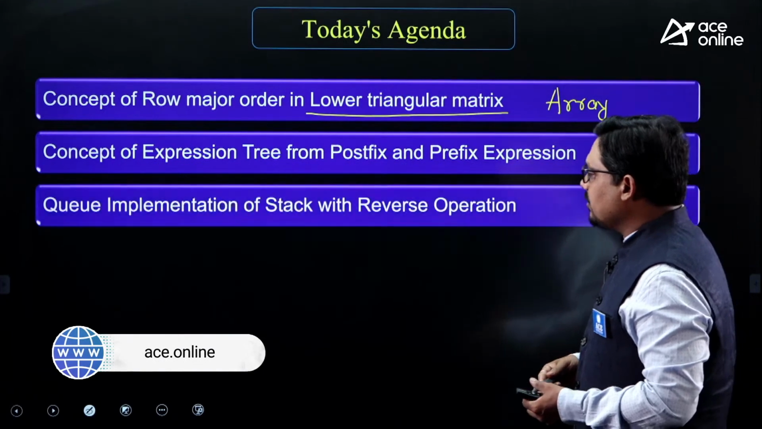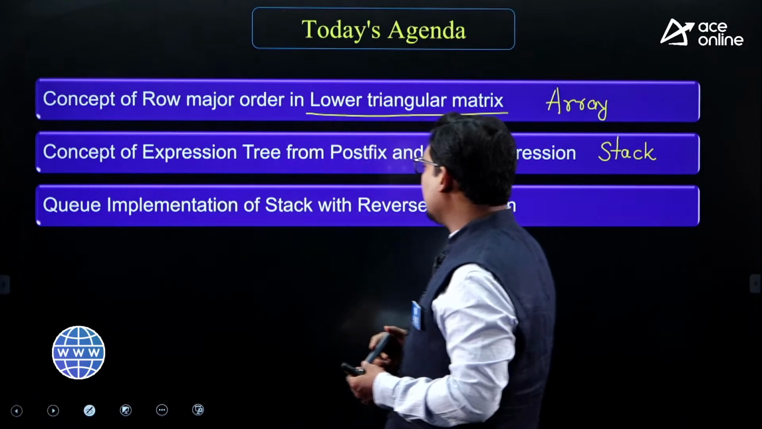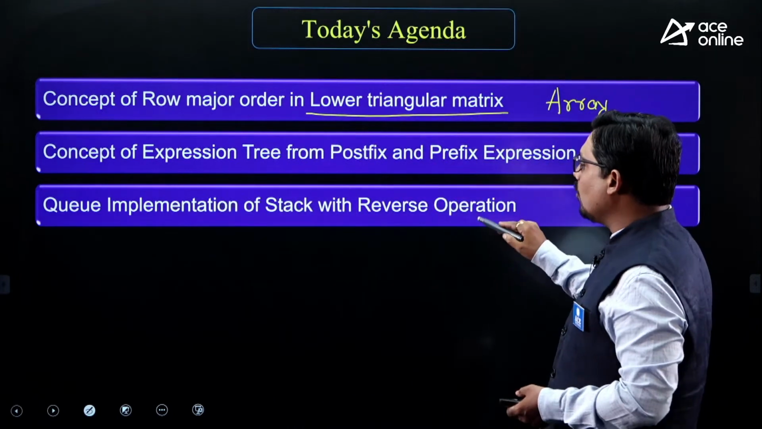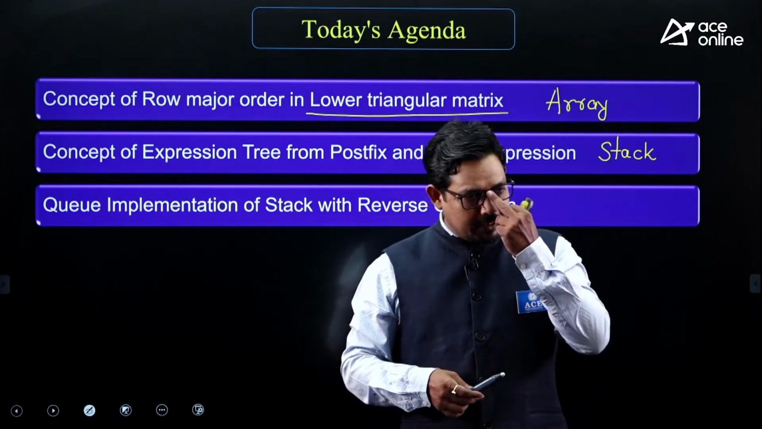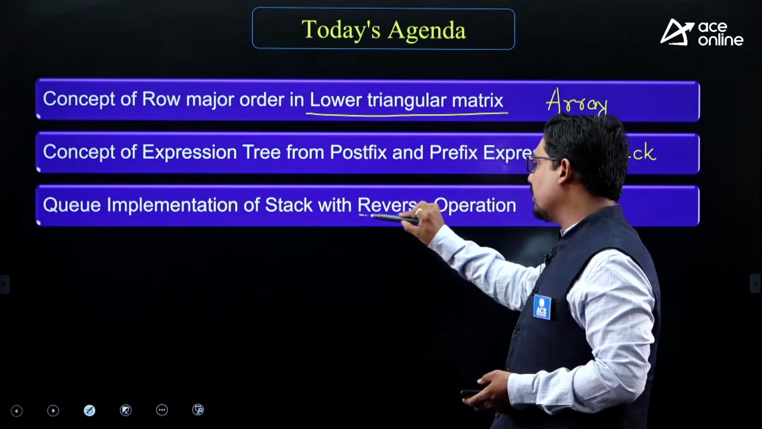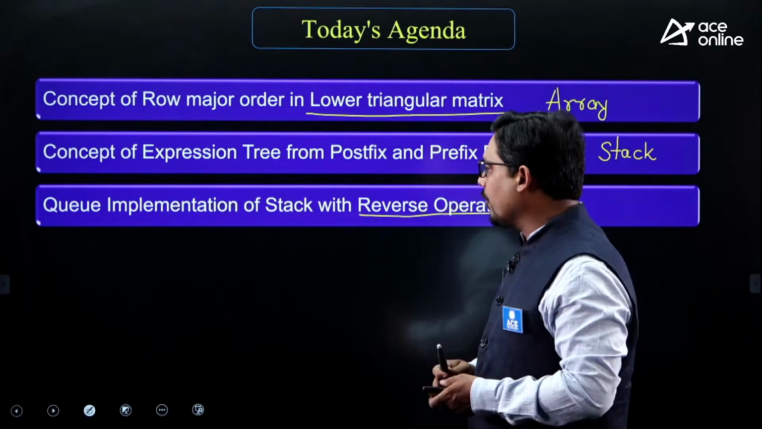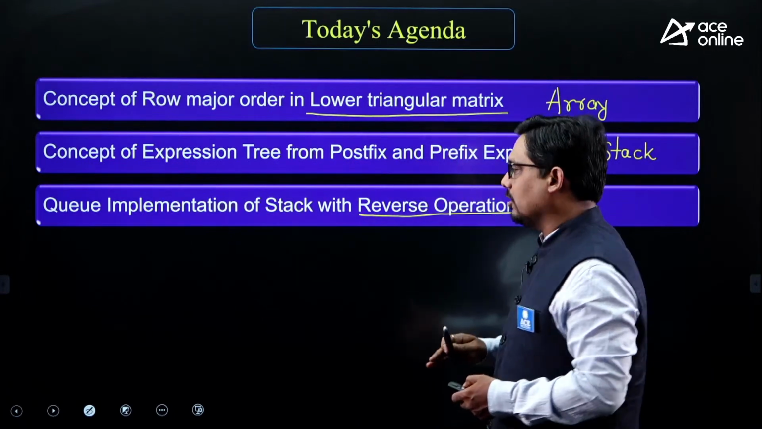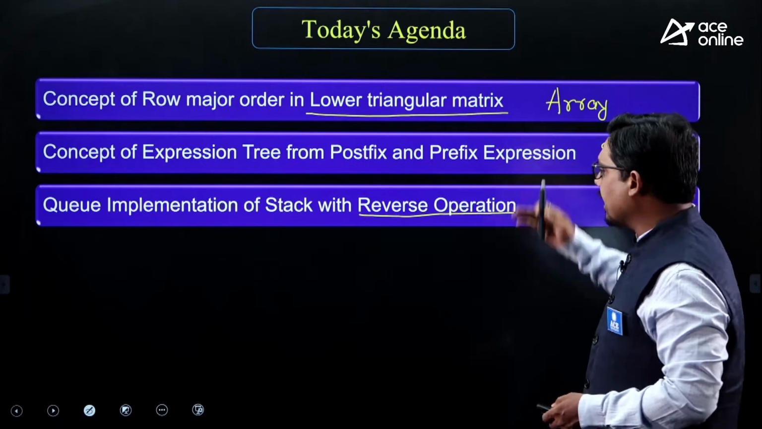The third concept I will discuss here is a topic from queue, where I'll be discussing how to implement a queue by using a stack. The operation that I'll consider here is the reverse operation. So if a stack has a reverse operation, then how are we going to implement the queue? That is my third concept here. So array, stack, and then queue.